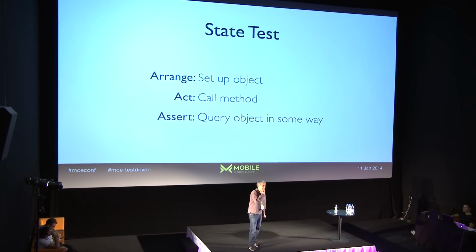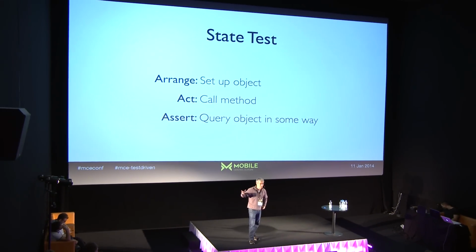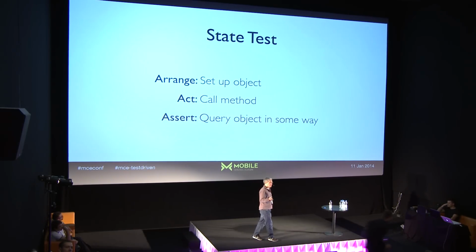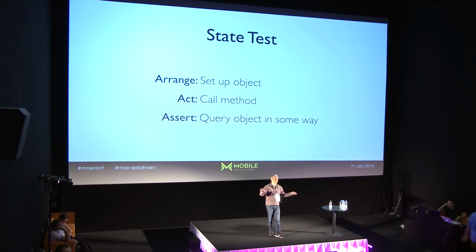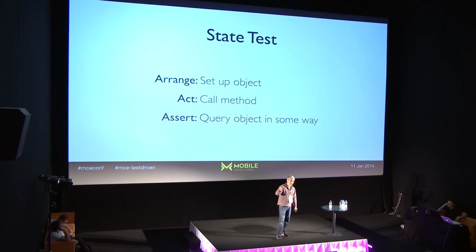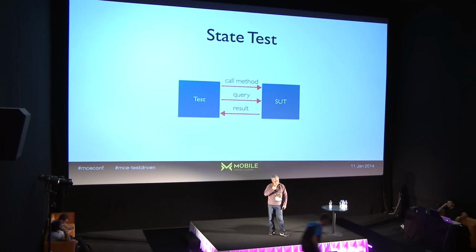Let's move on to the state test. In the state test, it starts the same way. You set up your object, then you call a method, but maybe the method doesn't return a value, or maybe it does, but you're interested in some other side effect because you're dealing with an object and it's going to change its state in some way. So the test then can simply query the object for its new state and check that it should be as it should. So it looks like this.